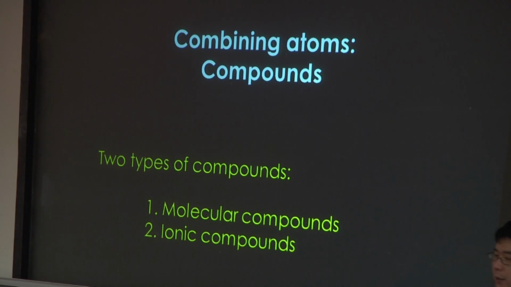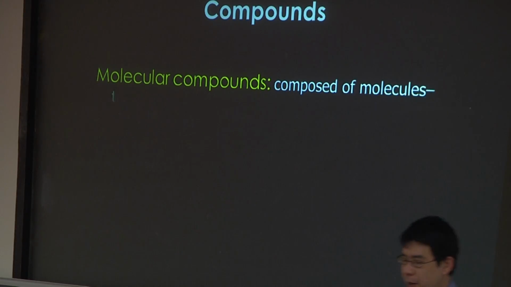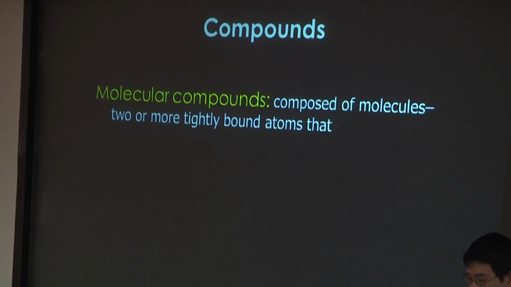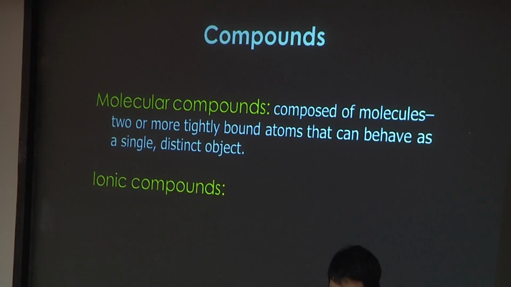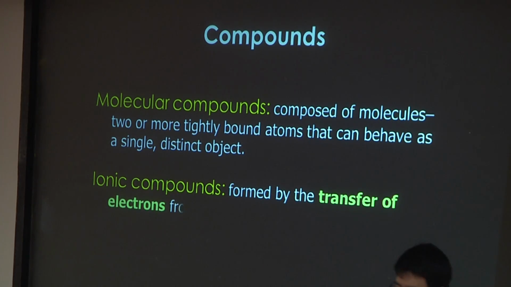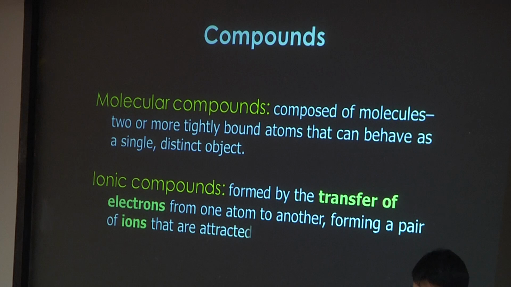So when we put molecular compounds, this is kind of not a great way to define it, but molecular compounds are composed of molecules, which are, as we define, 2 or more tightly bound atoms that can behave as a single distinct object. Ionic compounds, on the other hand, are formed by the transfer of electrons from one atom to another, forming a pair of ions that are attracted to each other.